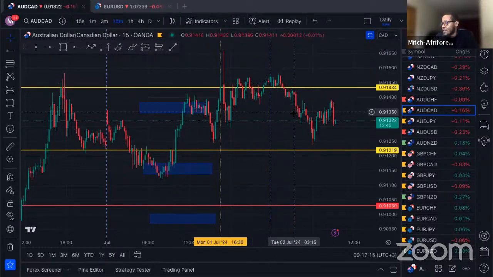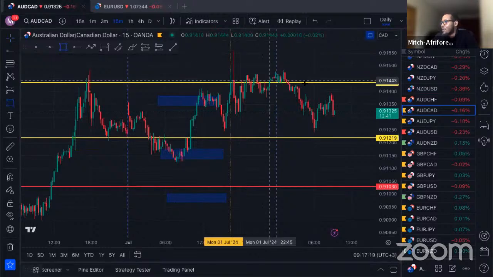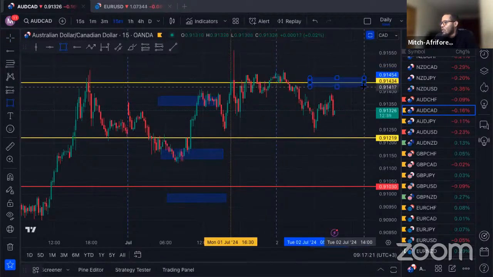But at least during the Asian session, we are starting to get a pullback, which is what we're happy to see. So we'll still definitely be looking for buying opportunities on this currency pair.